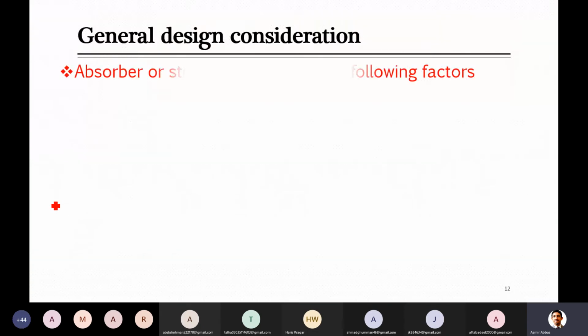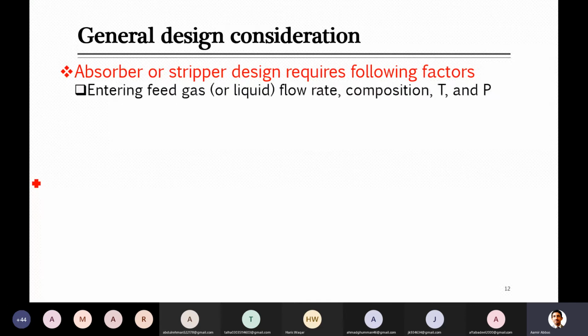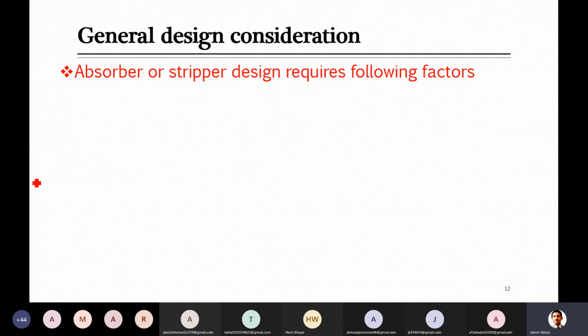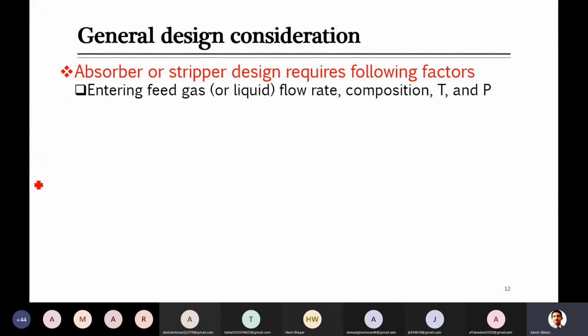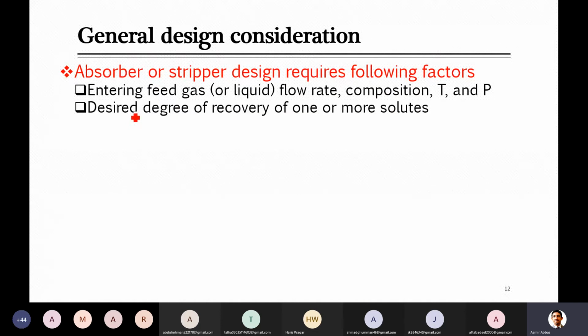Okay, so general design considerations here, I think 3-4 slides related to that. Generally when you start the design of an absorber or stripper, these are the factors you have to keep in mind, and you can link them with the choice of packed column or tray column, and inside that, if you are using the packed column, which one will be better based on the knowledge you have gained up to now. For example, the entering feed gas or liquid flow rate, their composition, temperature and pressure. If we know these things, then based on that we have to decide which equipment is better and which one we should go for.